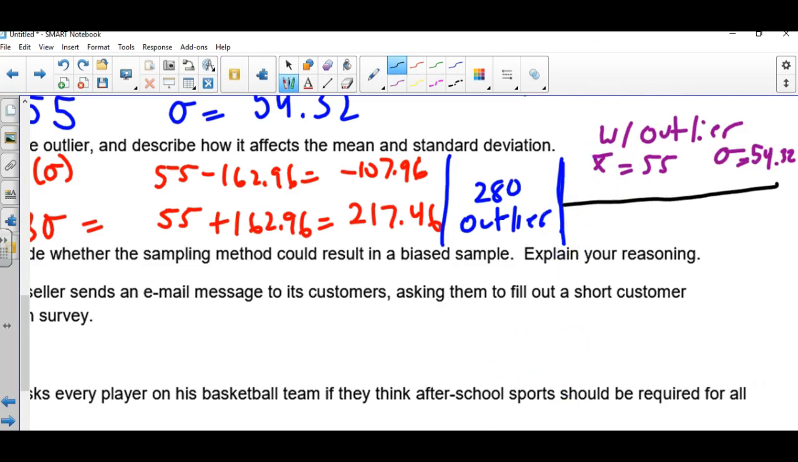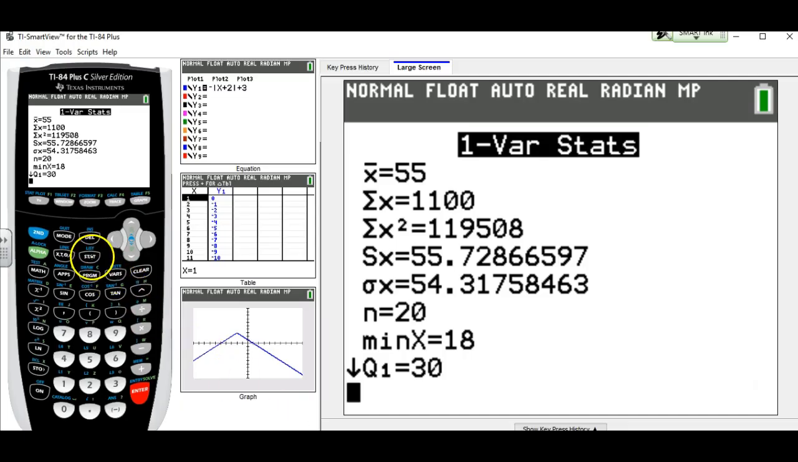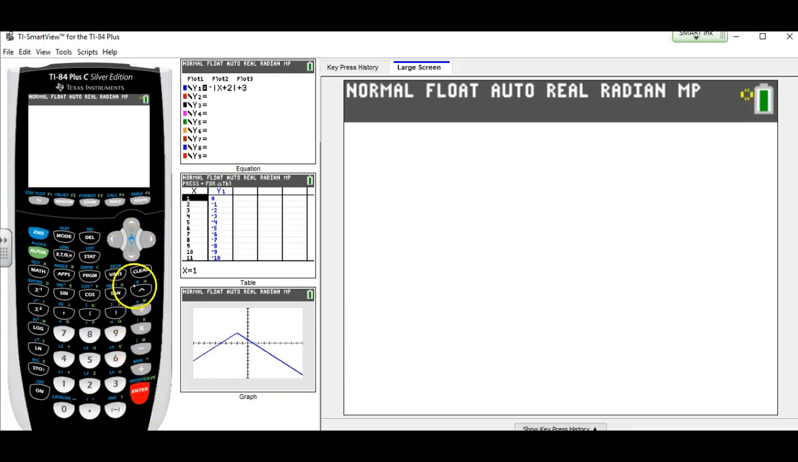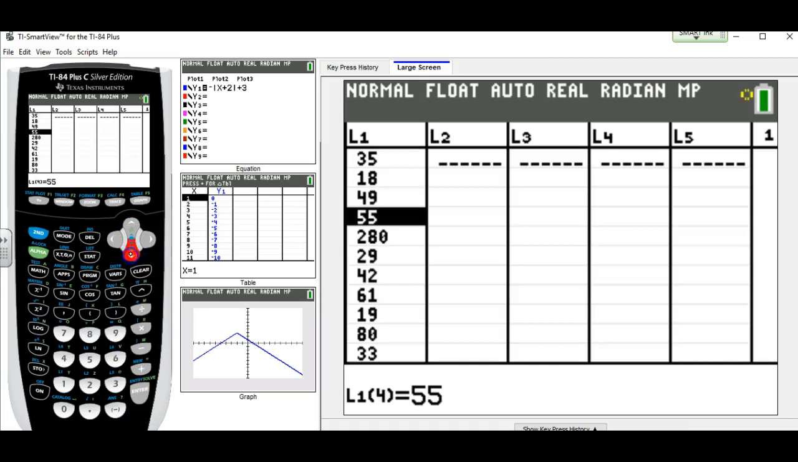So we got to find what this value would be without the outlier. All we do is go back to our statistics. So stat and edit again. Just go down to where the outlier is, guys, and delete it out. And how do you delete this outlier out? Right here, here's the delete button. So we're going to delete 280, because we got to find what the value would be without the outlier.